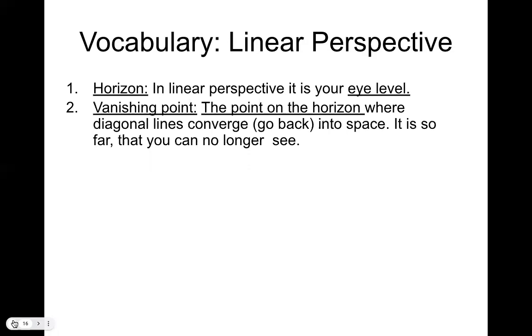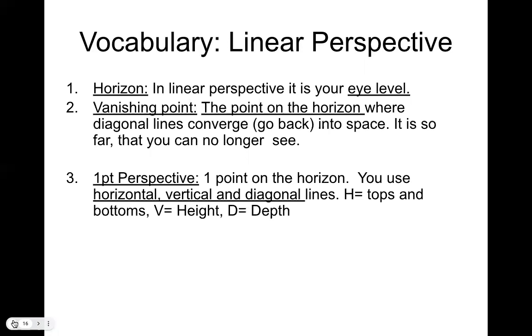The next one is the vanishing points. The vanishing points are a point on the horizon where diagonal lines converge into space. So they go back into space. It's so far away that eventually you'll no longer be able to see beyond that point, hence the name vanishing point. Feel free to pause at any time if I'm going too fast.